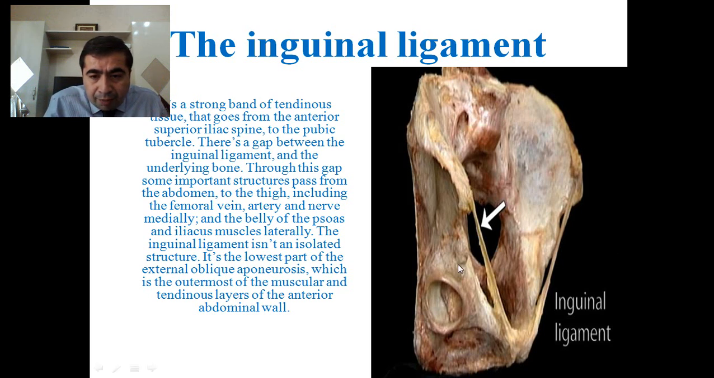As you can see from this picture, there is a gap between the inguinal ligament and the underlying bone. Through this gap, some important structures pass from the abdomen to the thigh, including the femoral vein, femoral artery, and the nerve, and the belly of the psoas and iliacus muscles laterally, with the femoral nerve also on the lateral side.